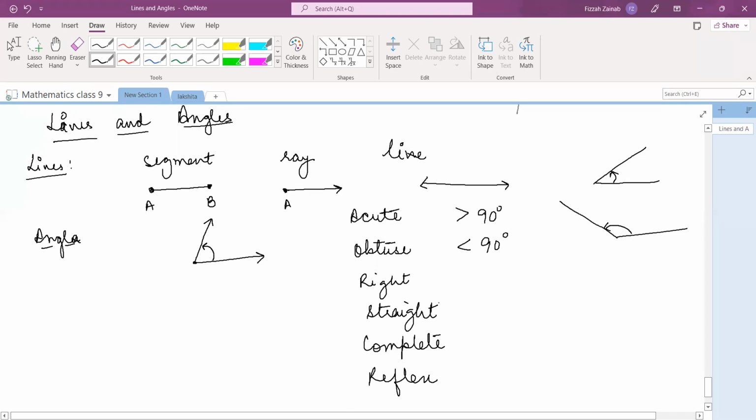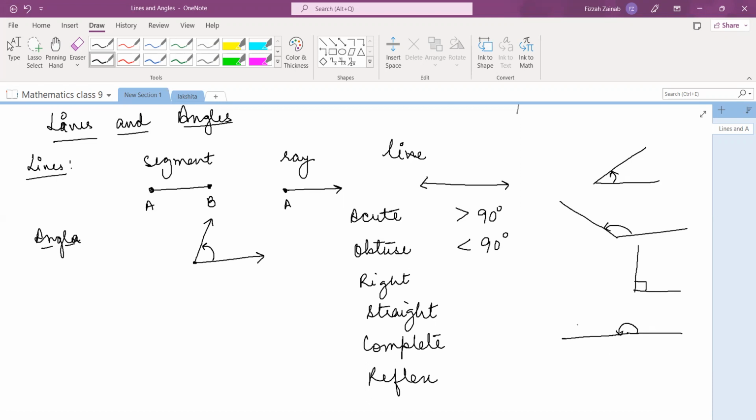Now a right angle is 90 degrees. This is a right angle. Now straight angle. Straight angle means this line and then this line is here. So that means this much. This is called a straight angle. This measure is 180 degrees. This is a straight angle.